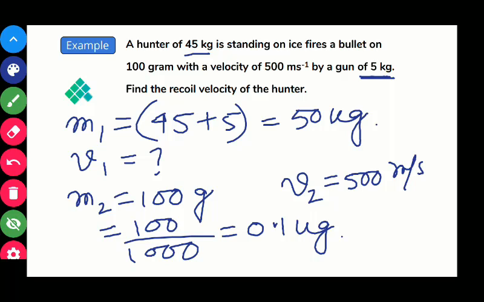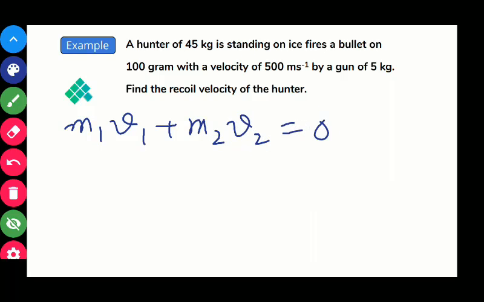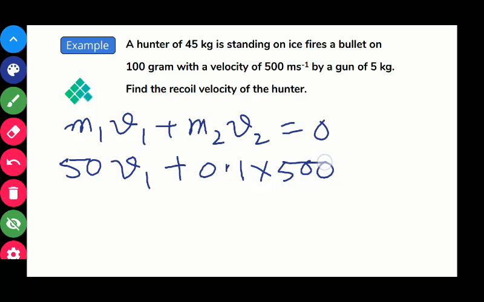Okay, now we are applying the mathematical expression of recoil velocity, that is m1 v1 plus m2 v2 equals 0. Now what is m1 here? m1 is 50, v1 we have to calculate. What is the value of m2? m2 is 0.1. What is the value of v2 here? That is 500 and that equals 0, right?